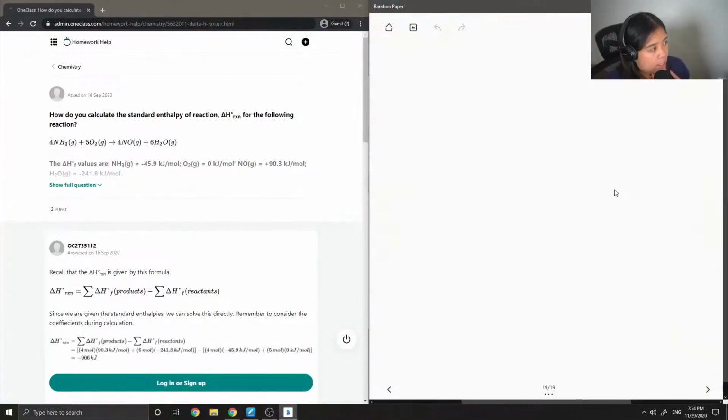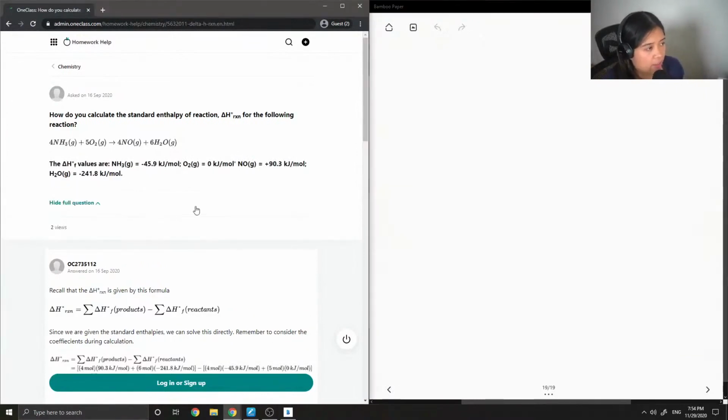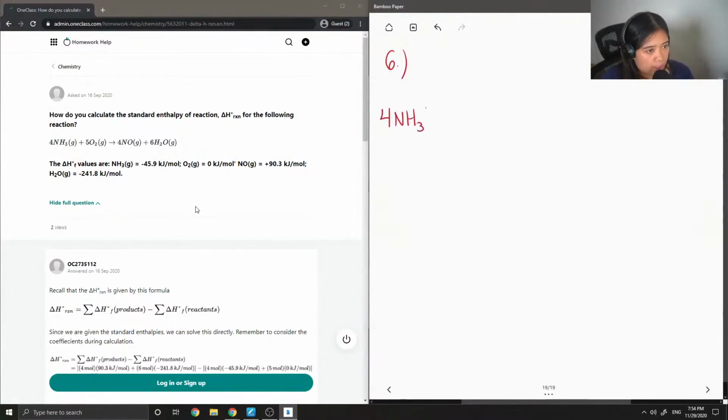Question 6 asks, how do you calculate the standard enthalpy of reaction delta H for the following reaction? Okay, let's write down the balanced reaction. 4 NH3 gas plus 5 oxygen molecules makes 4 NO plus 6 H2O.